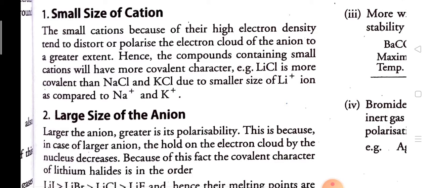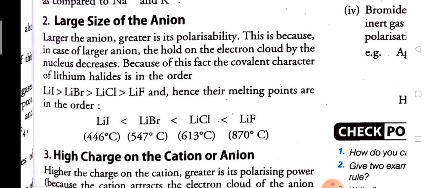And what is the effect of size here? Lithium has a smaller size in comparison to Na and K. So due to the smaller size of lithium, it has more covalent character in comparison to Na positive and K positive. Next is the large size of the anion. The larger the anion, the greater the polarizability. In the case of a larger anion, the hold of the nucleus on the electron cloud decreases.